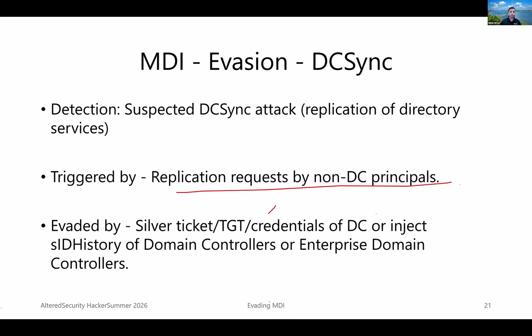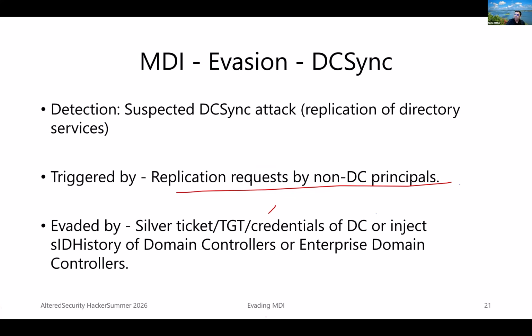Two ways. One is, as someone mentioned, if you have other accounts like the MSOL account from Entra Connect, or if you use on-prem SharePoint, it also used to have some accounts that would have some groups that would have DCSync rights. So if you have such accounts or groups in the target domain, if you compromise them and run DCSync, that would not be an anomaly.